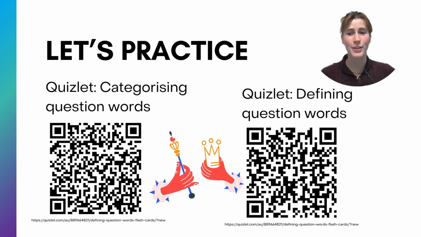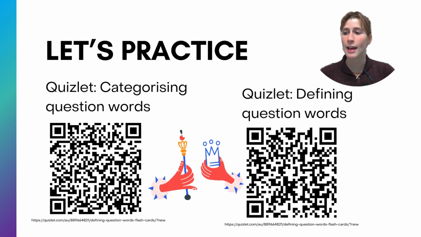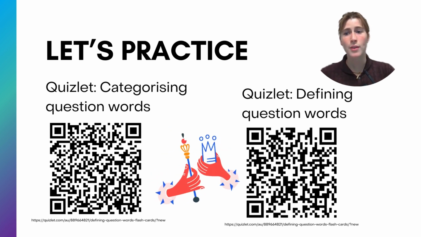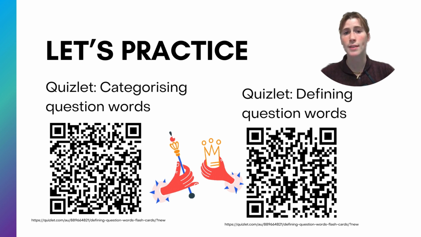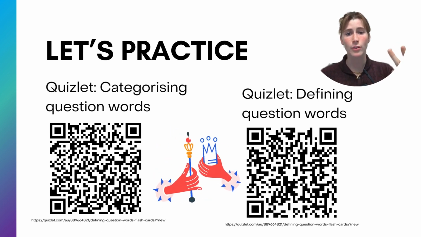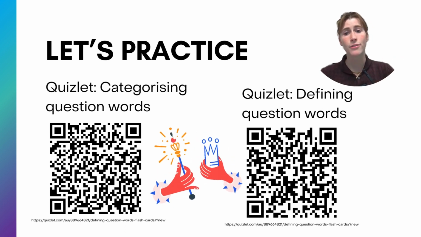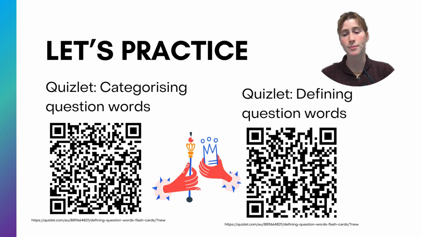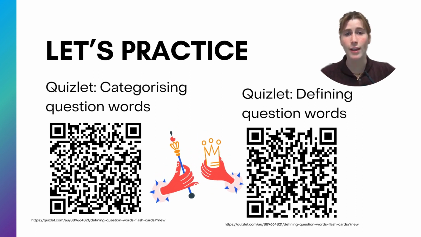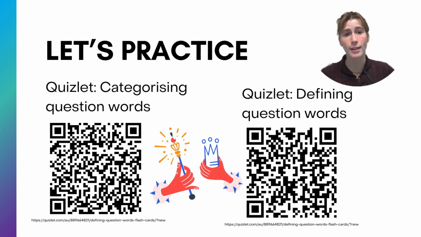Okay, now over to you, practice time. I want you to start with the Quizlet on the left, where you can practice categorizing question words into the 3 categories: knowledge-based, analytic, and critical. Then I want you to scan the second QR code to practice defining each common question word. These activities are really useful and I highly recommend you give them a go, or at least save them for future reference.